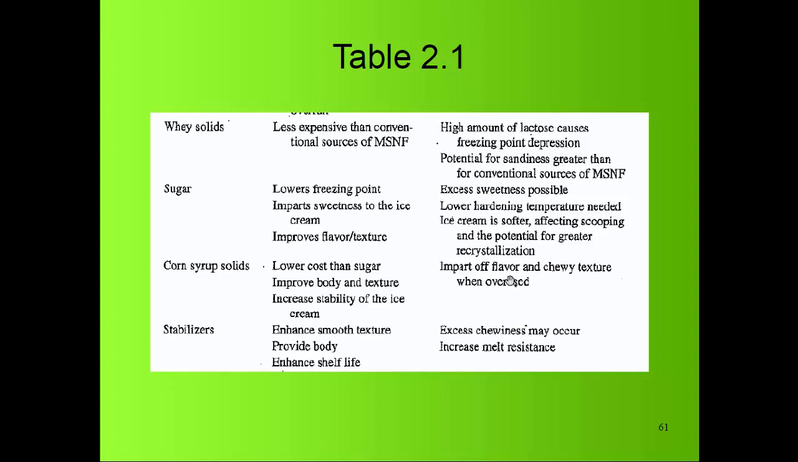Sugar, of course, is great because it imparts sweetness to the ice cream and improves flavor and texture. It also lowers the freezing point. Corn syrups are lower cost than sugar. They improve body and texture and increase the stability of the ice cream. Some people think that they impart an off flavor and a chewy texture, especially if you use too much.